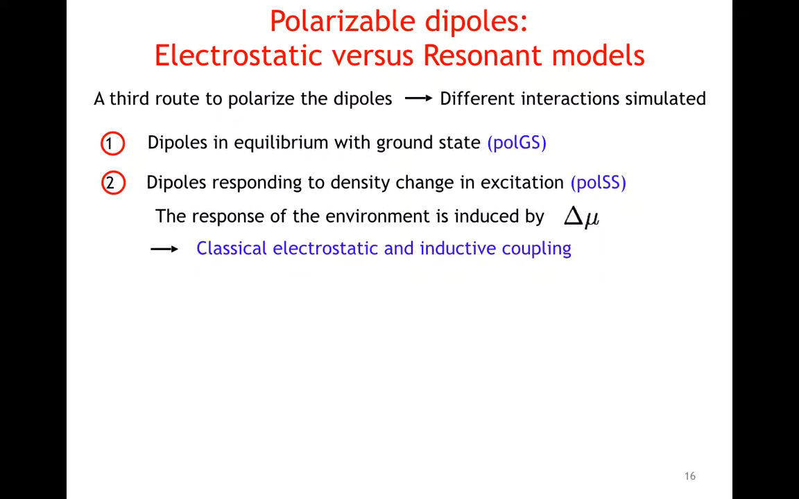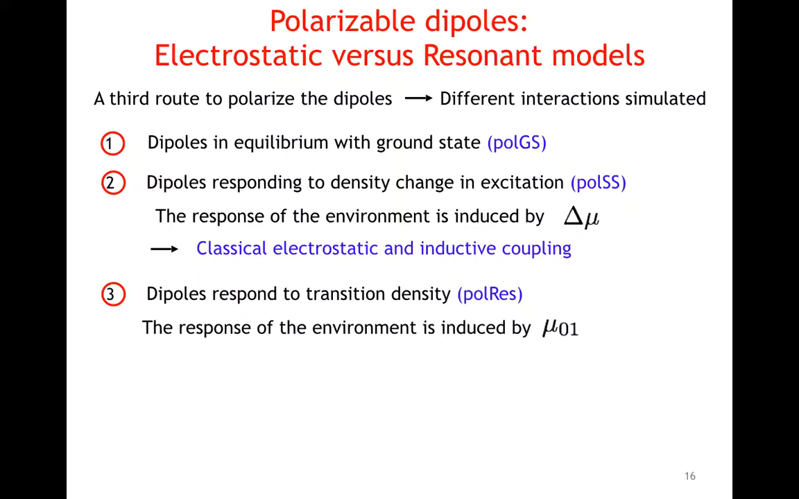to see that we are not observing the expected large correction of PolSS with respect to PolGS. This kind of polarization recovers the classical electrostatic and the inductive coupling terms between the chromophore and its environment, and now with the linear response or resonant polarization, we are inducing the dipoles not on the density of the ground state, nor on the density of the excited state, but we are inducing them with respect to the transition density associated with the electronic excitation.